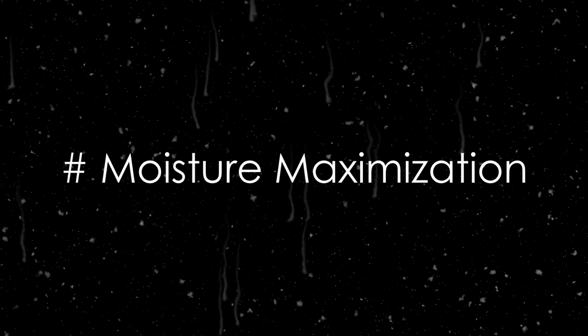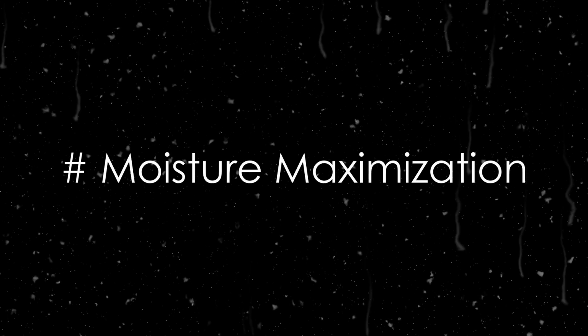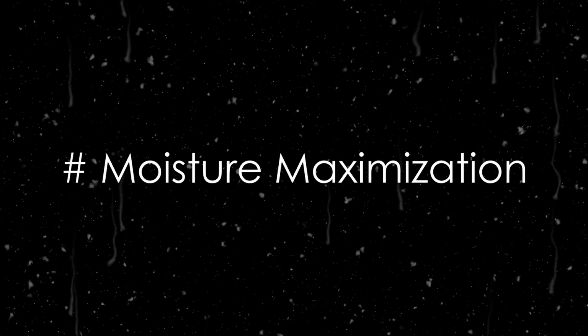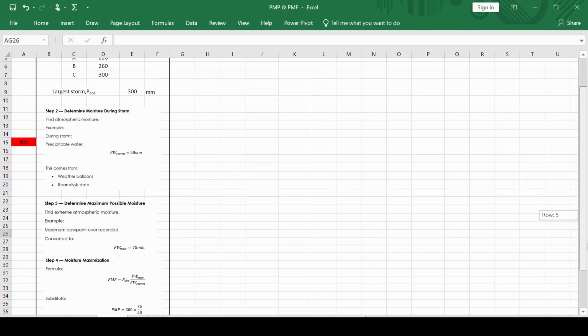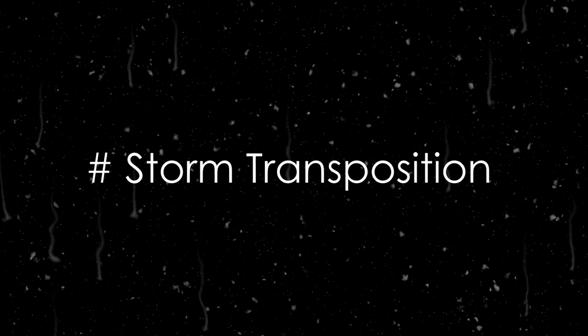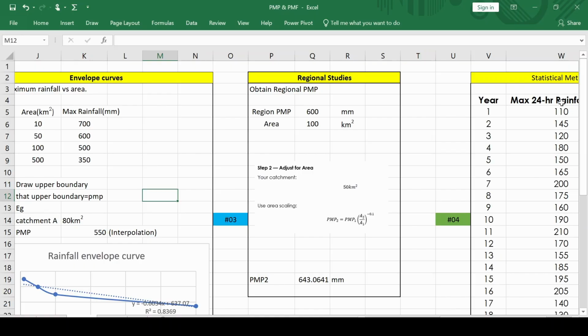This is normally used by the World Meteorological Organization and the National Oceanic and Atmospheric Administration. The basic idea behind this is we take the largest recorded storm and increase moisture to the maximum possible, and through that we can obtain the meteorological PMP. Another common method is storm transposition, whereby we move a severe storm to your catchment. For instance, if a storm occurs in a mountainous area, we apply it to our basin. Then we adjust the elevation, temperature, and moisture to match the site conditions.